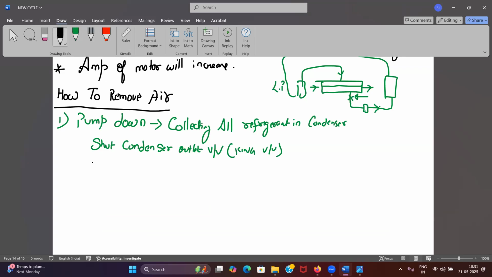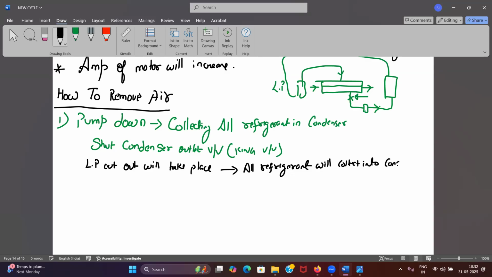Then after that what will happen? LP cutout will happen. Right? And all refrigerant will collect into the condenser.